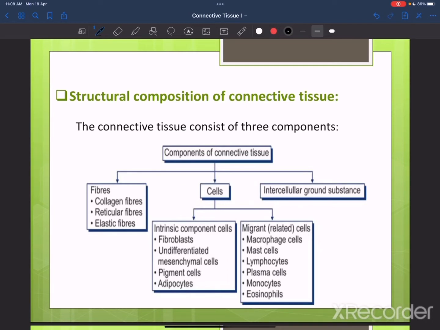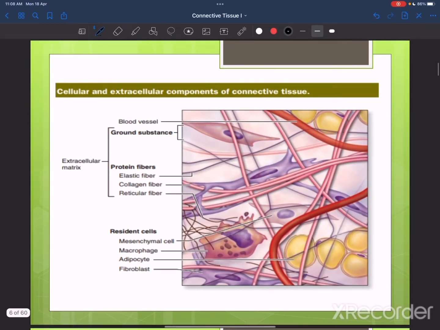Also, we have in between the cells of the connective tissue and the fibers the intercellular ground substance. We will discuss this later. Regarding this schematic diagram here, it shows you the different cellular and extracellular components of the connective tissue, the extracellular matrix, which is the spaces in between the cells and the fibers. These are the fibers, different types of fibers, and these are the cells, different types of cells. In between, the spaces are filled with the ground substance.